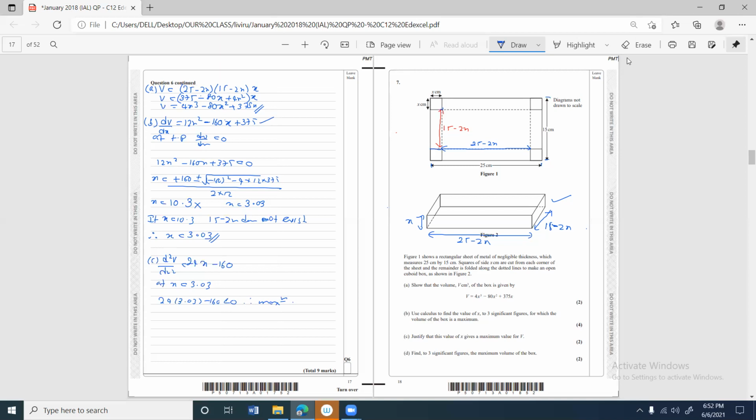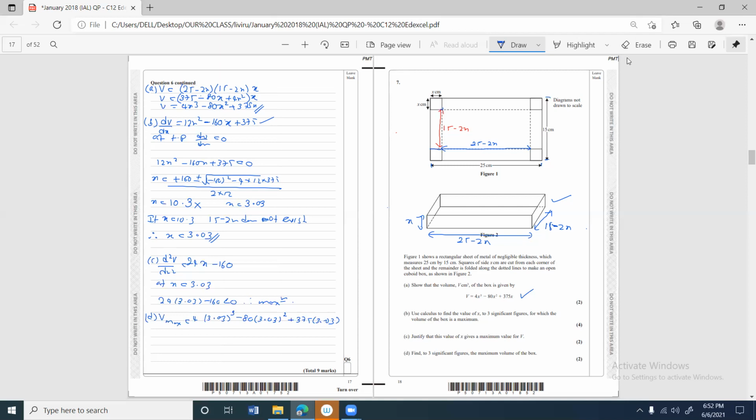Find, to three significant figures, the maximum volume of the box. It's pretty simple. For V max, what you need to do is put 3.03 into the volume equation. The volume equation is this: 4 times 3.03 cubed minus 80 times 3.03 squared plus 375 times 3.03.